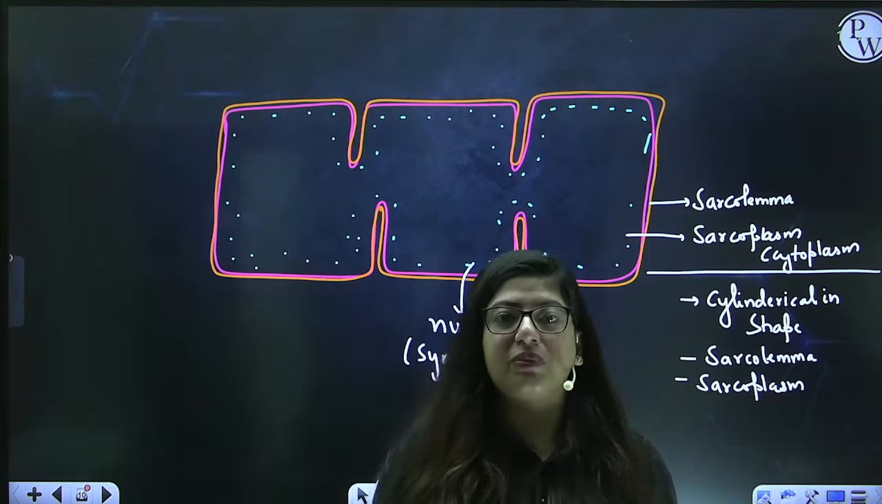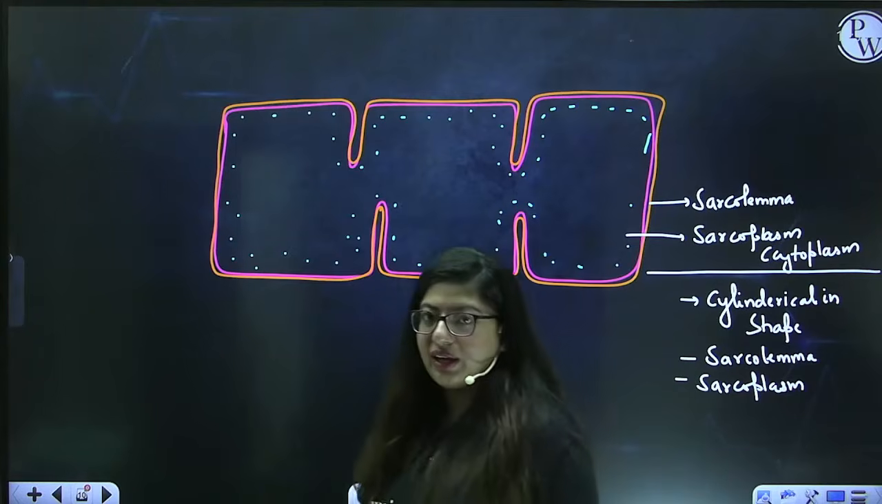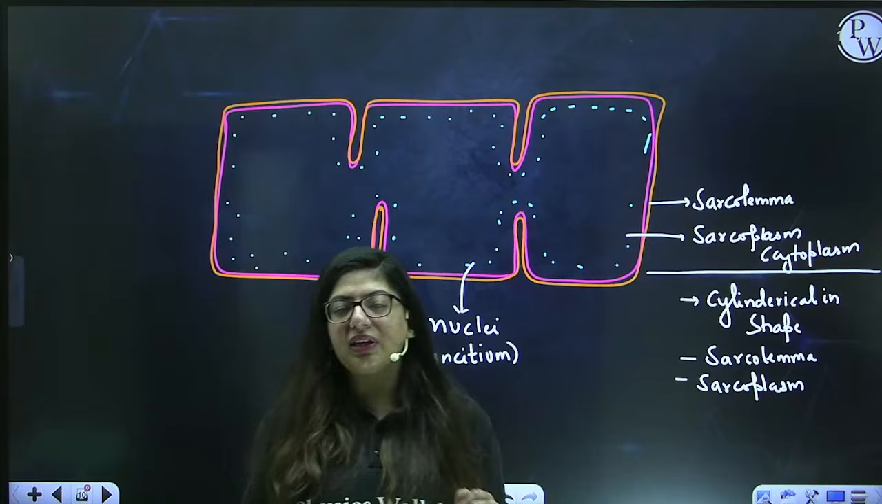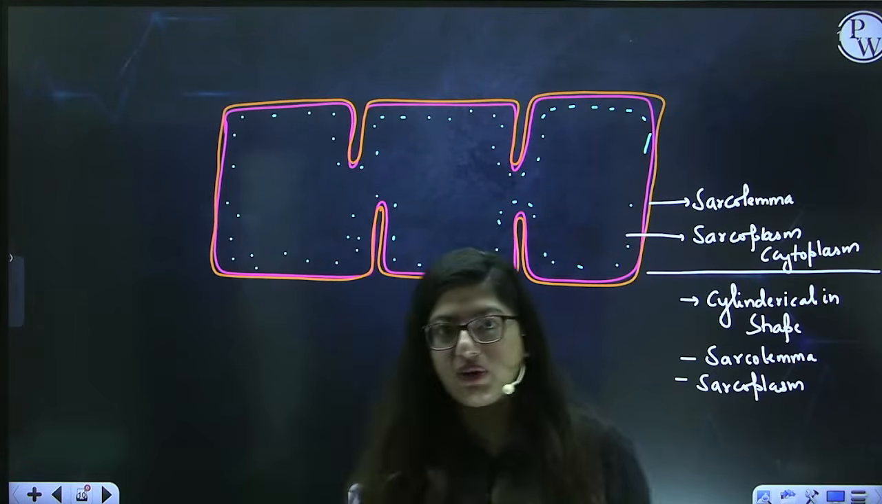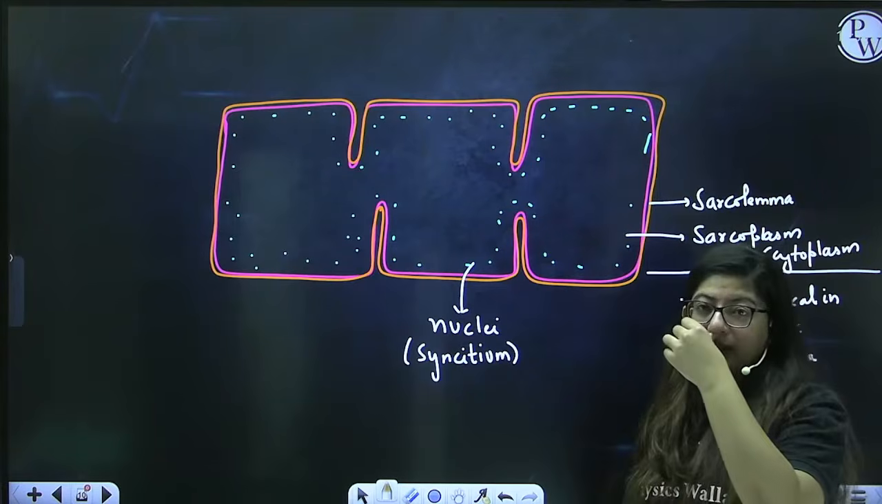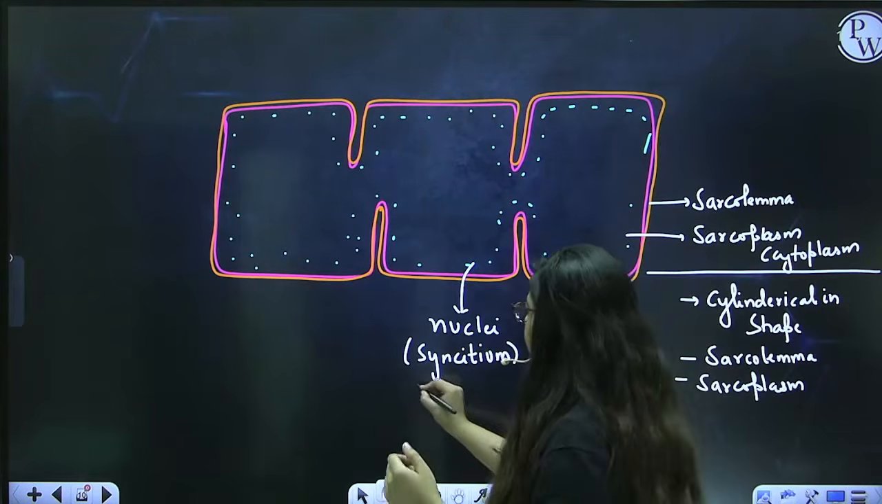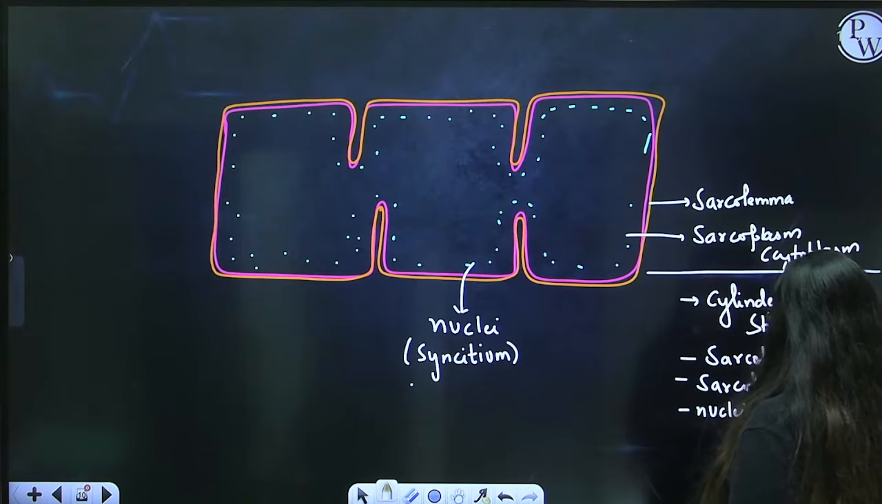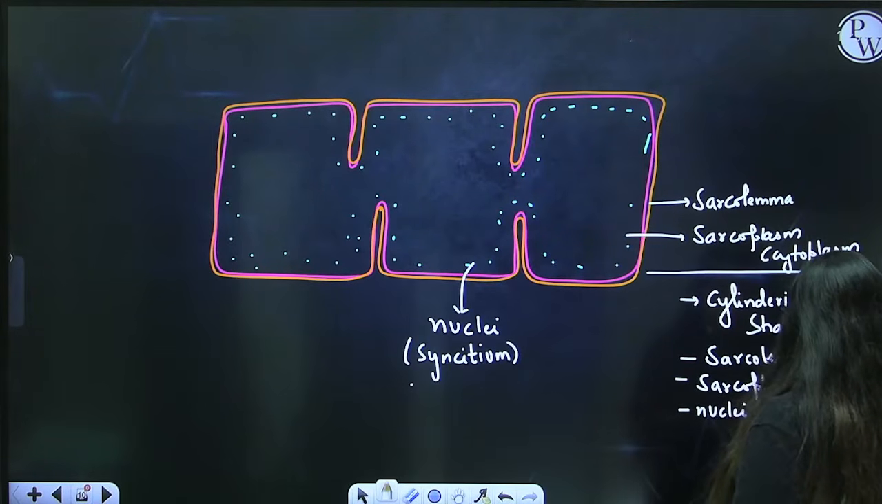What is the syncytium condition? Whenever I use the word syncytium, it means a multinucleated condition, where one cell has been formed by the fusion of a number of cells. For example, if you have 5 cells and I fuse all of them together, one cell will be formed. Then how many nuclei will be in that cell? 5 nuclei. So we say that the syncytium condition is formed here because it has many nuclei, and nuclei at the periphery.